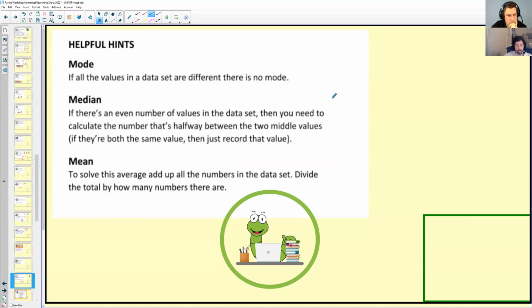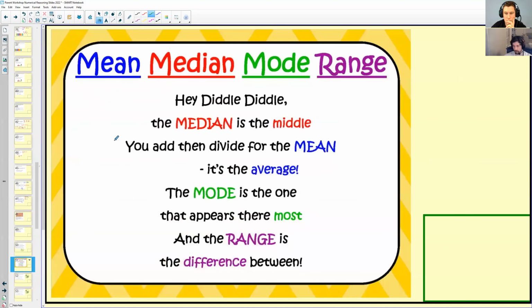For the median, they need to be in either ascending or descending order. You can't just choose the middle height person if you're all shuffled randomly. You've got to get into height order, and then you can work out who the middle height is or what the middle value is. And then to solve for the mean, it's the mean one, because it often involves the most maths, the most steps. You have to add them all up and then divide by the total numbers. There are loads of little rhymes out there. Hey diddle diddle, the median's the middle, you add and divide for the mean, the mode is the one that appears the most, and the range is the difference between.